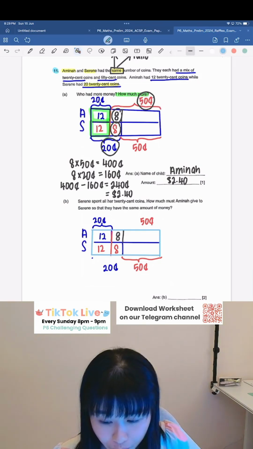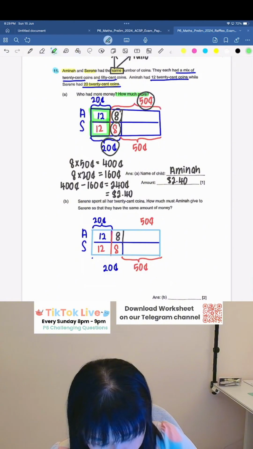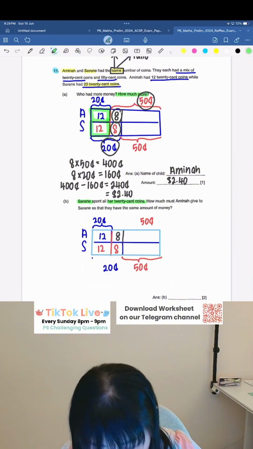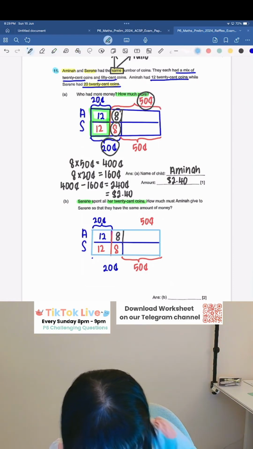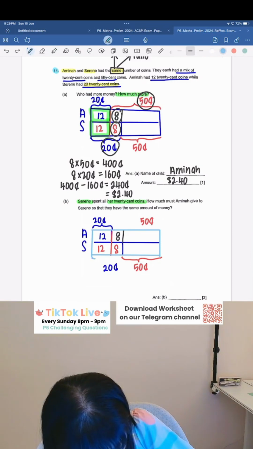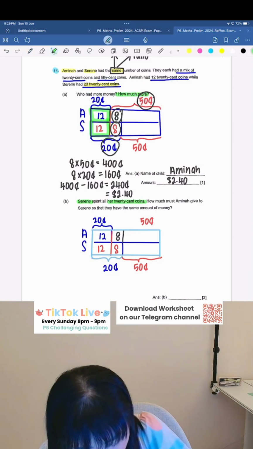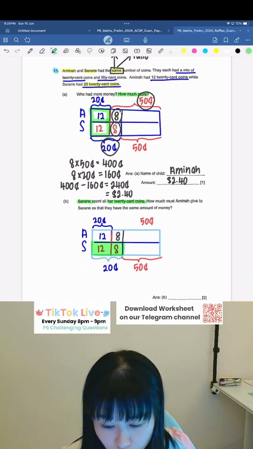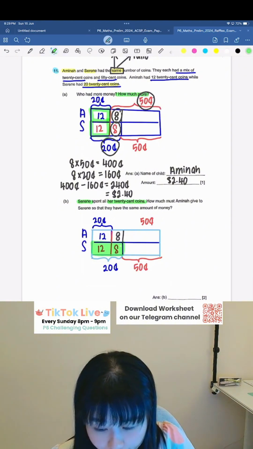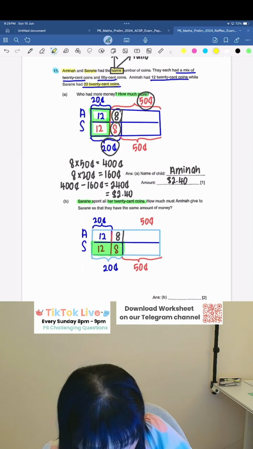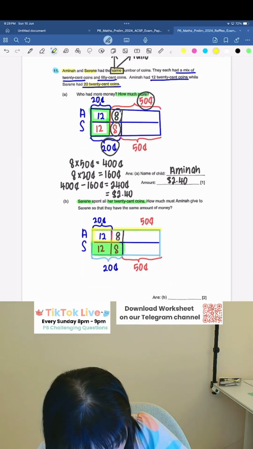Okay, so now let's look at this. Serene spent all her 20-cent coin. It means previously everything here was 20-cent coin, right? Serene spent all her 20-cent coin means everything here is spent. Which means remove. So if you remove already, then your model should be only left with this, the yellow part.